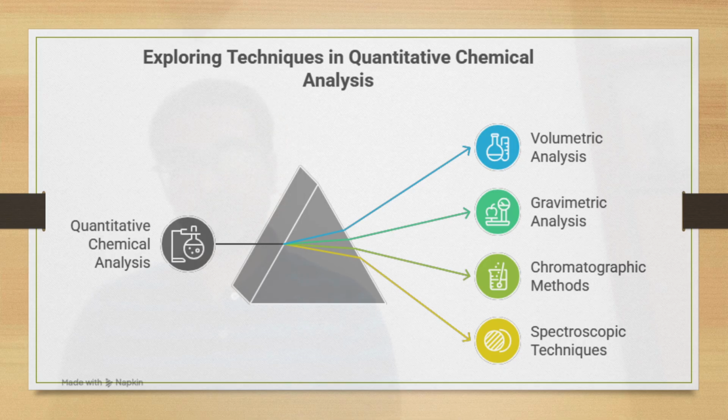So what is volumetric analysis? In short, it is a technique where you take a specific volume of the sample and titrate it against some solution of known concentration. If you are able to detect the exact volume of the known solution that you need to titrate the unknown, you will be able to find out the quantity of the unknown sample, right?